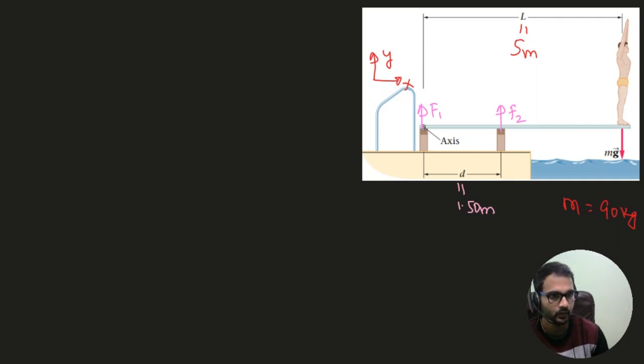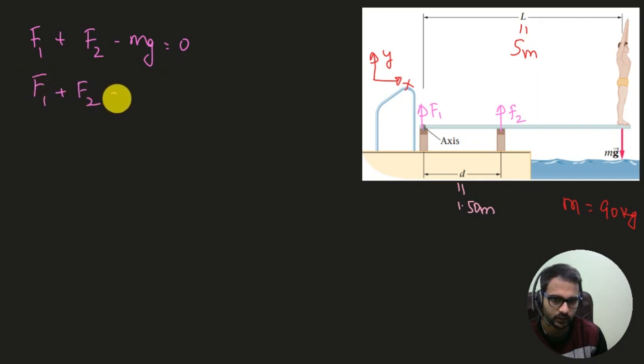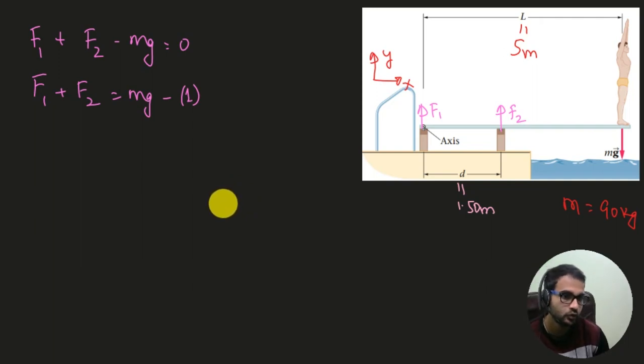To write the first equation, that the net force in the vertical direction should be equal to zero, I can write F1 plus F2 minus mg equals zero. From here we can write F1 plus F2 is equal to mg, and this is the first equation we have obtained. Now to write the second one, we use the second condition, the net torque should be zero. To write the net torque, we have to choose the axis of rotation, and you are free to choose any point, but as mentioned earlier, you should choose a point where the torque due to one of the unknown forces goes to zero.